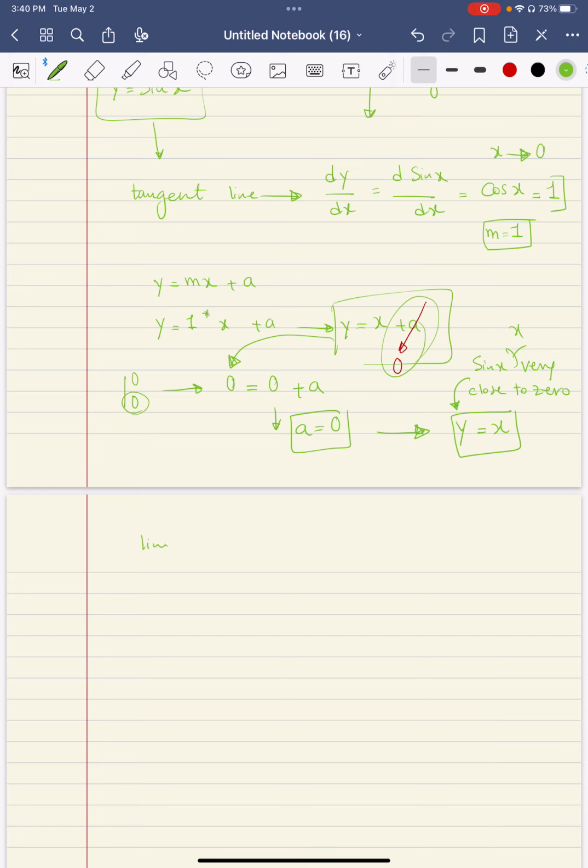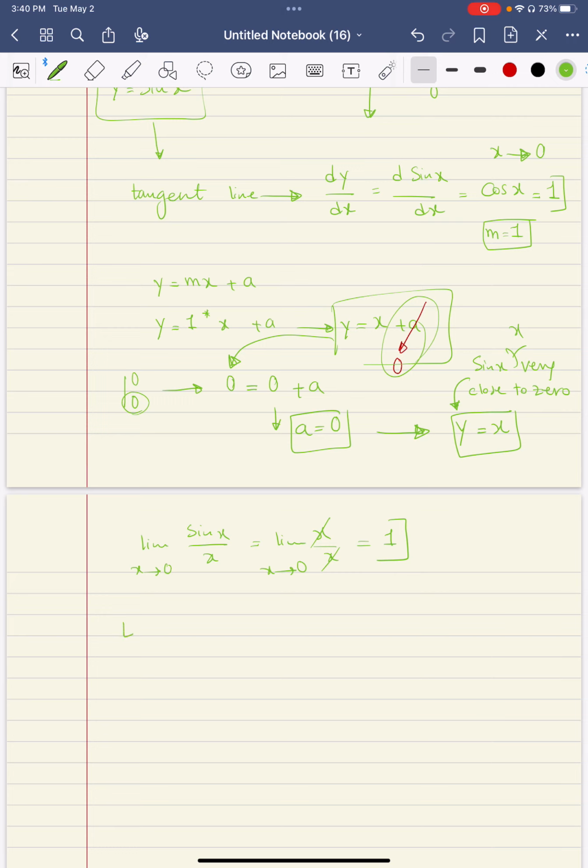So again, what was the limit? The limit was this, right? So you have sine x when x is very close to 0. You know that when you are very close to 0, you can write your sine x using another equation that we just found out, y equals x. So let's do this. Your x goes away. You will get 1 as the answer.